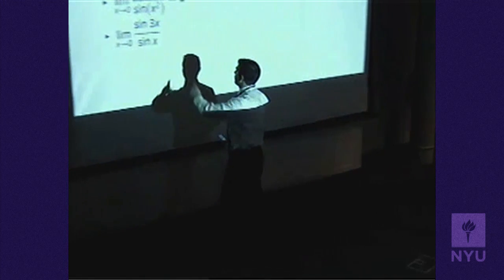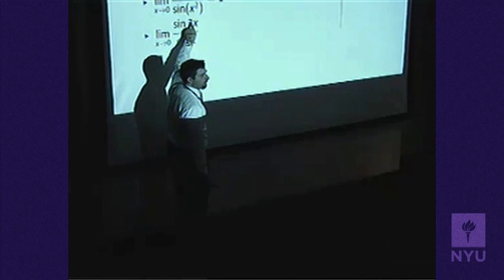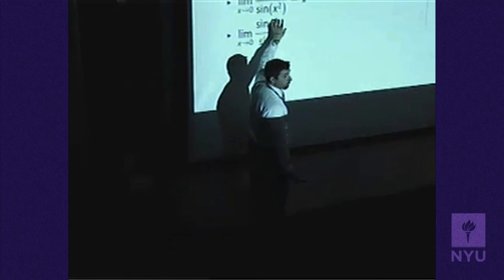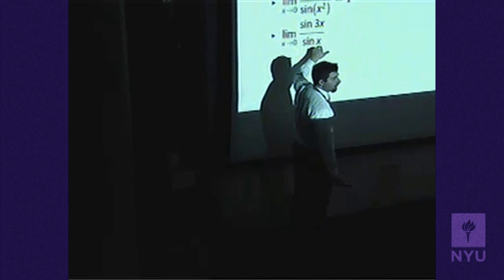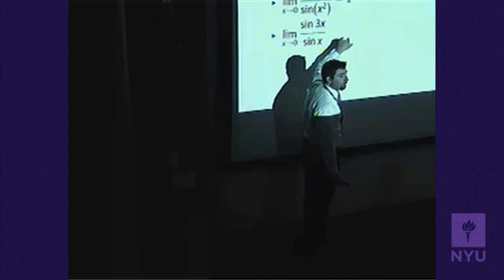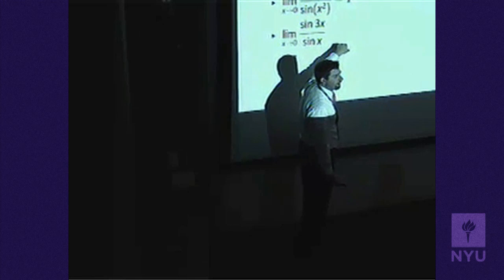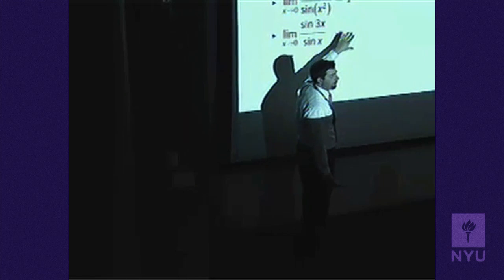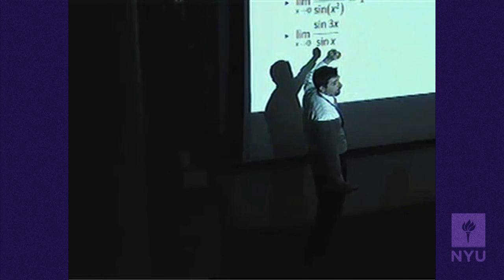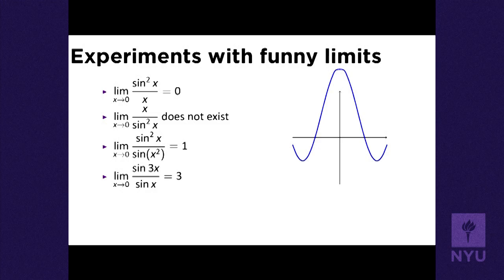Right. You do a little bit of algebraic manipulation, and this is the thing that pops out. You can write this as sine 3x over 3x times 3x over sine x, and then the x and the sine x will cancel in the limit. The 3x and the sine 3x will cancel in the limit, but there's a leftover 3. The answer turns out to be 3. Here's a graph of the function, and you can see we have a limit of 3.